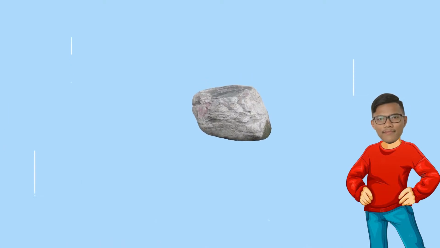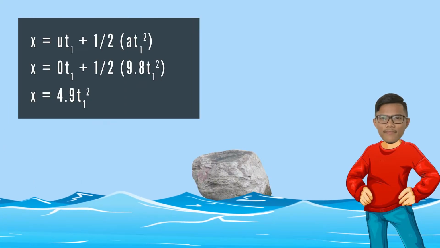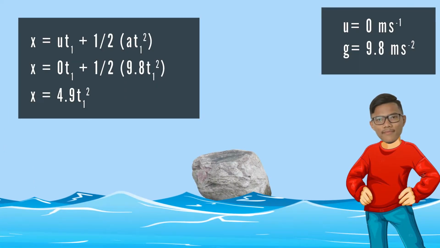The stone is dropped from the cliff and touches the water. We can use the kinematics linear formula to calculate the height of the cliff, using s equals ut plus half at squared, where s is the height of the cliff, u is the initial velocity, t is the time taken for the stone to reach the water, and a is the stone's acceleration, but in this case it is gravitational acceleration. Using this formula, we get that s equals 4.9 t1 squared.